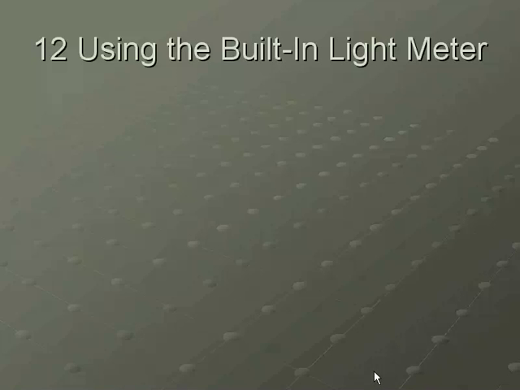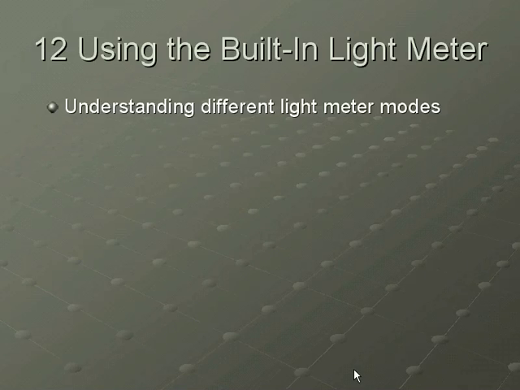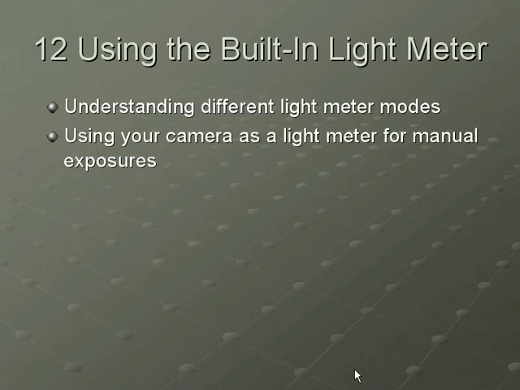Well, this is chapter 12, and in chapter 12 we're going to talk about using the built-in light meter that came with your digital camera. In the first lesson we're going to talk about the different metering modes that come with the camera. The second lesson we'll talk about using your camera as a light meter for manual exposures. And in the third lesson we'll talk about when to bracket exposures and how.